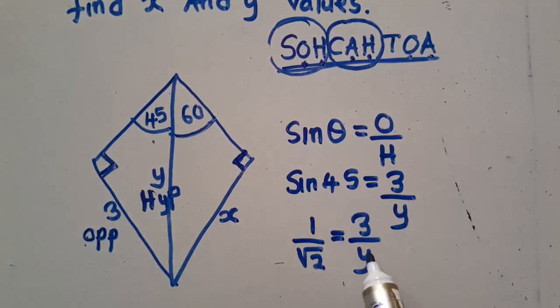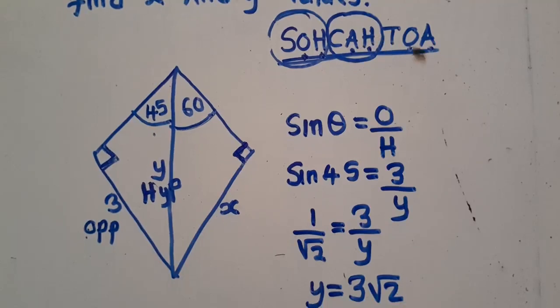Have you seen? 1 times y, y is equal to 3 root 2. This is the answer. This is the y. We found y. Y is known. I know that this is the value for y, which is 3 root 2. I just cross multiply there. So when you cross multiply, this is what you are going to find. Have you seen? As simple as this.